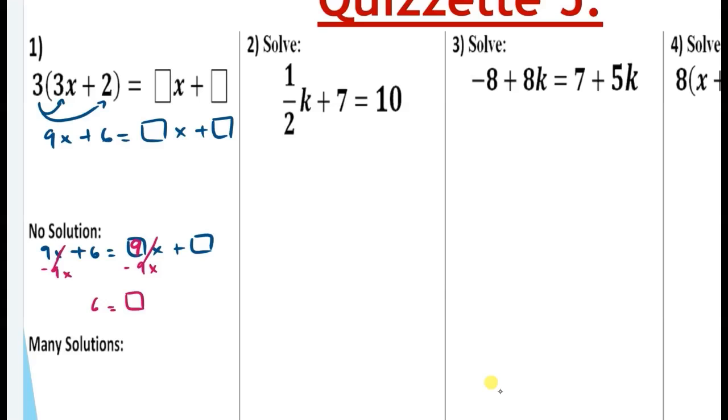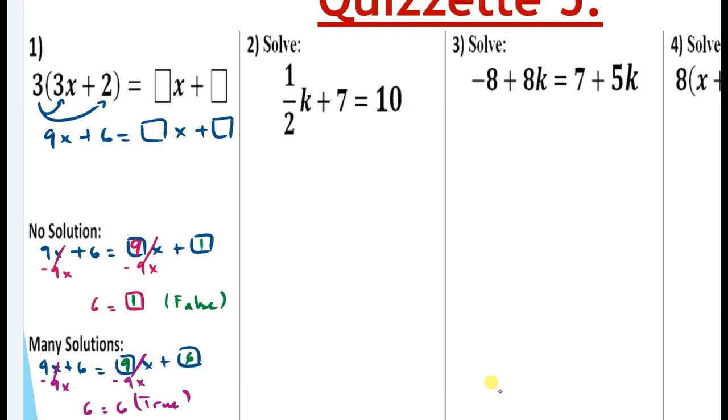For many solutions, it's going to be 9x plus 6 equal to. For many solutions, you know that it has to be exactly the same. So that's going to be 9x plus 6. So checking, subtract 9x on both sides. That cancels out. You will have 6 equal to 6. That is a true statement. And when it's true, it's many solutions.